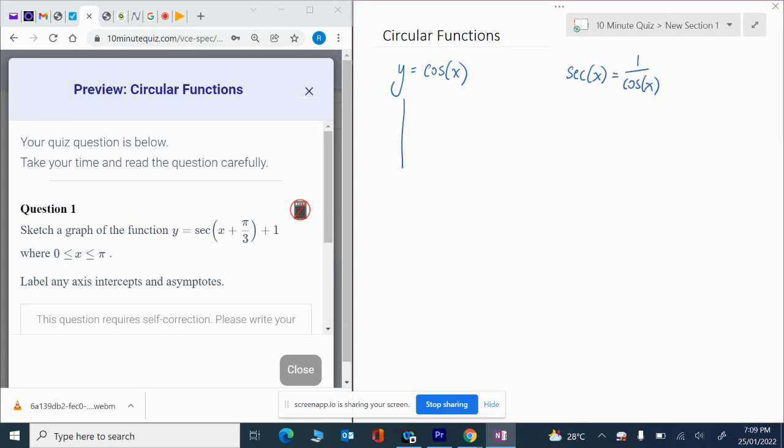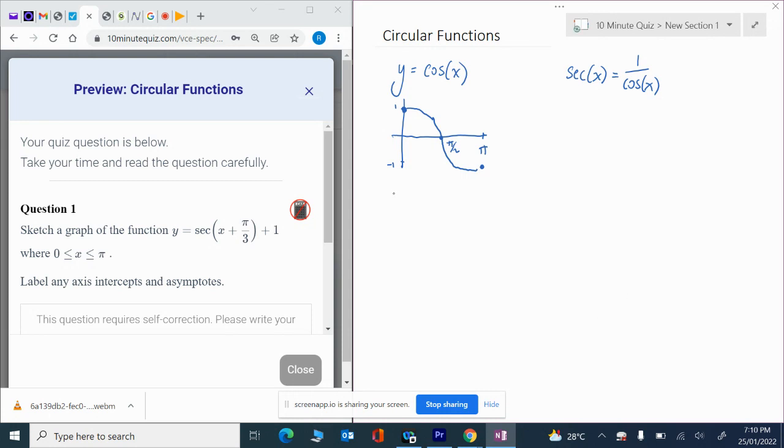So the graph of cosine x, if we just look at it over the domain 0 to π, is going to start from its maximum and end at its minimum. The midpoint is going to be at π/2. It's a half period. Okay, the full period would be 2π.